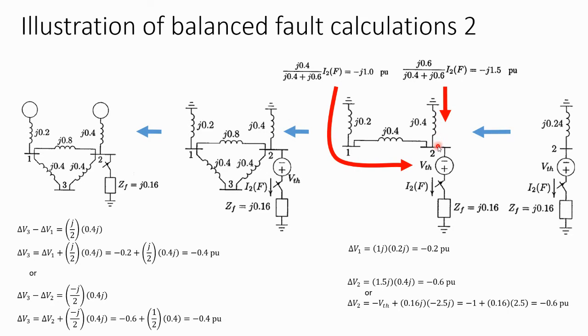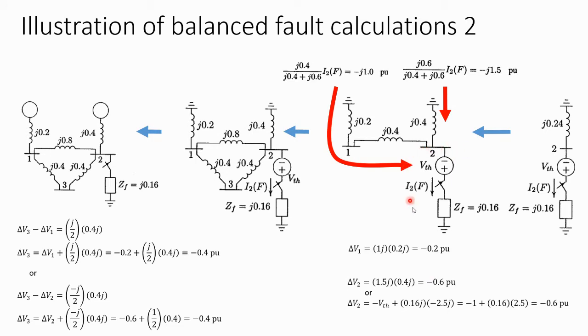Because the voltage drop direction is from bus 2 to ground and in the opposite direction of the fault current, I switch the polarity of this fault current from negative 1.5j to positive 1.5j as such, and multiply by 0.4j, and I obtain delta V2 as negative 0.6 per unit.